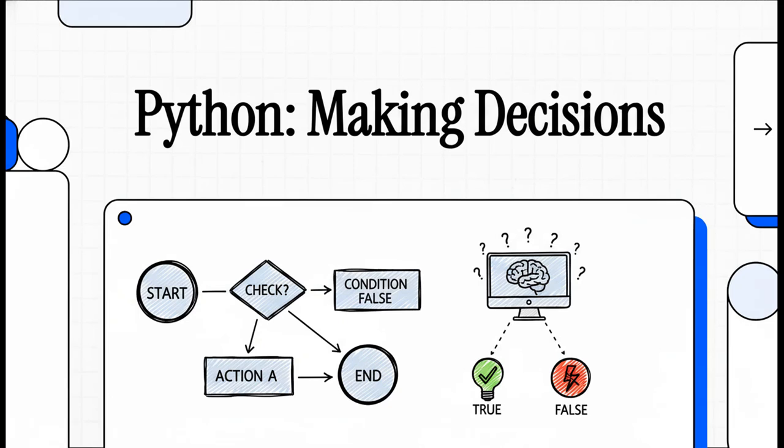Have you ever wondered how a program seems to, well, think? How it responds differently depending on what's happening? Well, that's all about making decisions in your code. And today, we're going to pull back the curtain and show you exactly how to do it in Python. All right, let's get into it.